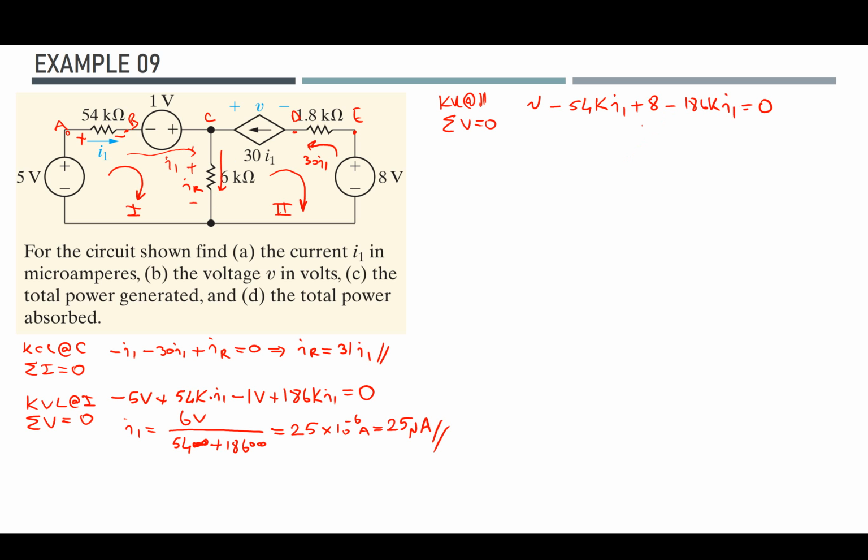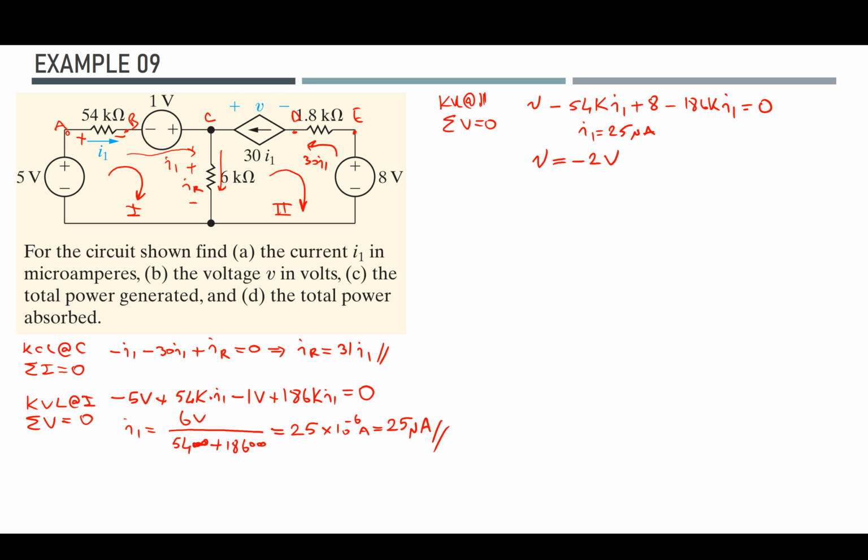Again, using this, I know that I1 equals 25 microamps. Using a scientific calculator, I can easily obtain my voltage value as minus 2 volts. So now I know the voltage across this component is minus 2 volts, which means that it's opposing the reference direction that is given to me.